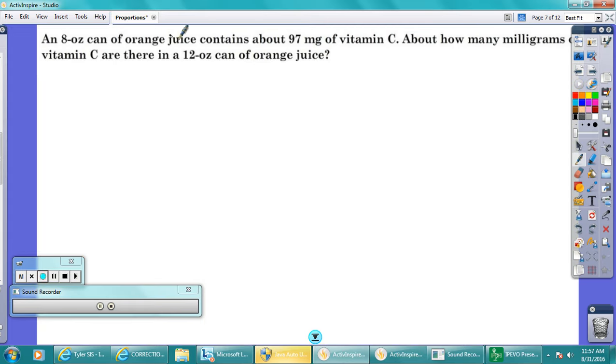Now, an 8-ounce can of orange juice contains 97 milligrams of vitamin C. Okay, so there it is. One 8-ounce can of orange juice contains 97 milligrams of vitamin C. So we have 8 ounces on top, the amount of milligrams on bottom, so this is ounces, and we can put milligrams. And that's our ratio.